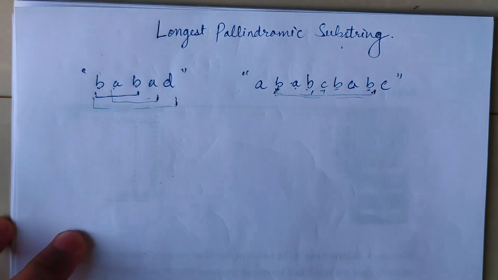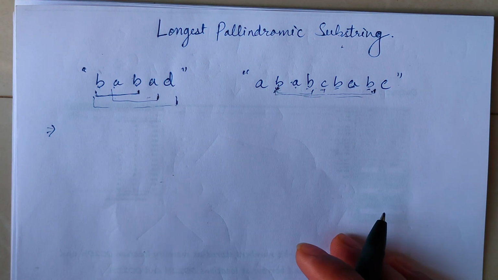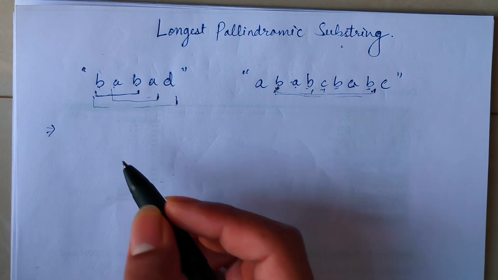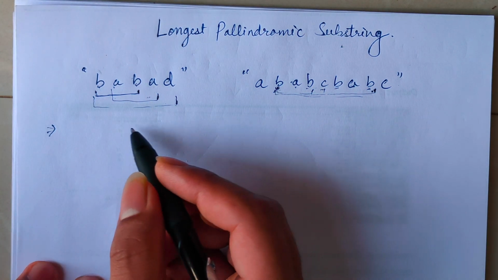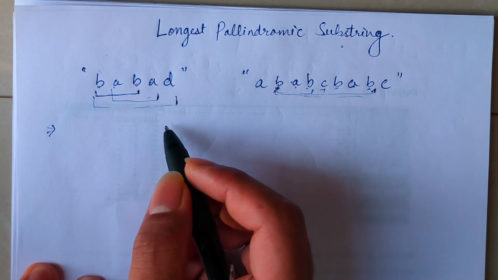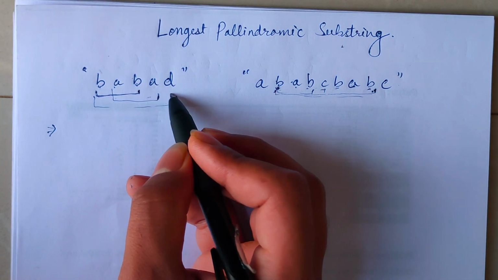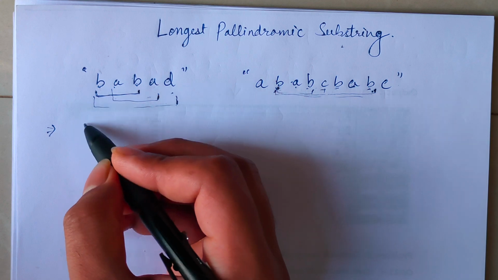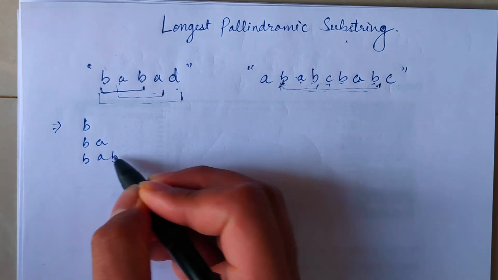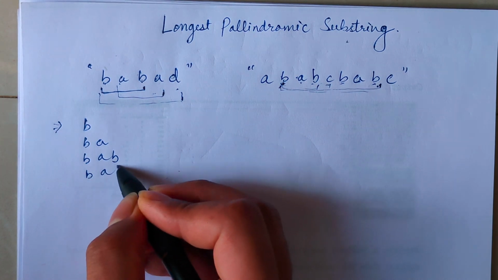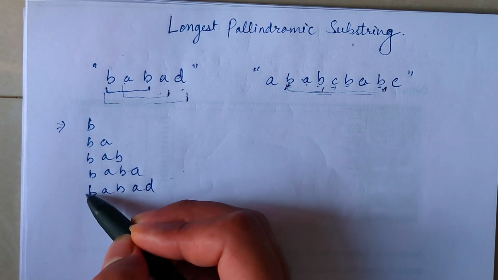So what could be a naive approach to get the longest palindromic substring? It could be that we get every substring of the string and we get its length, and if it's a palindrome we could return the answer. Like here in this case, how many substrings could there be? A substring could be B, BA, BAB, BABA, BABAD. It is starting from B, right?